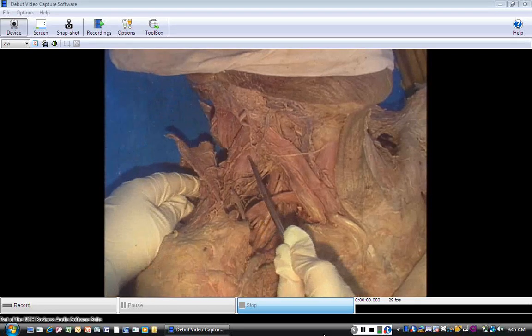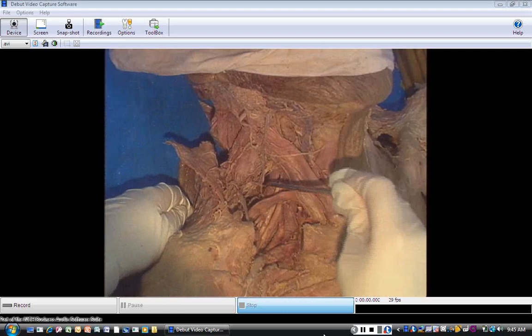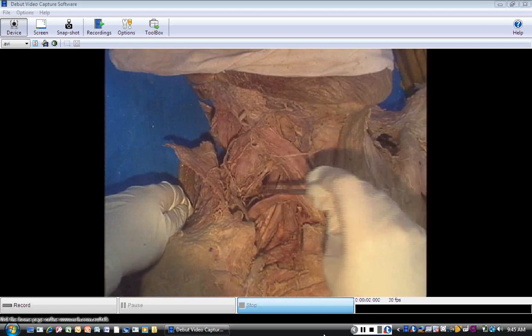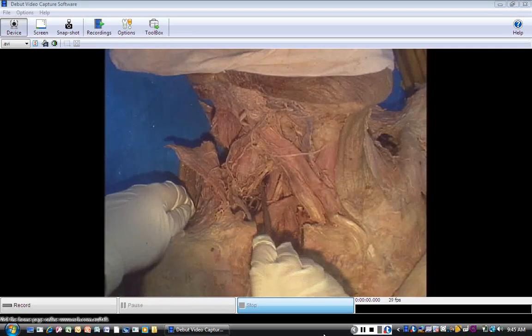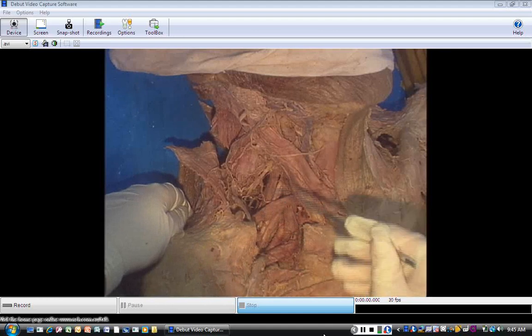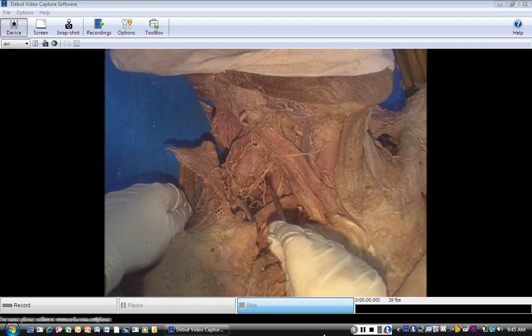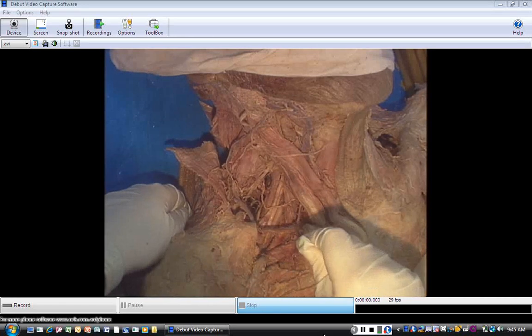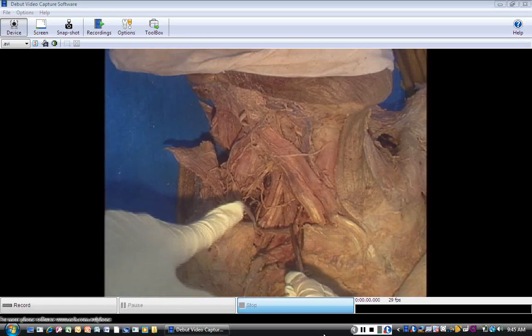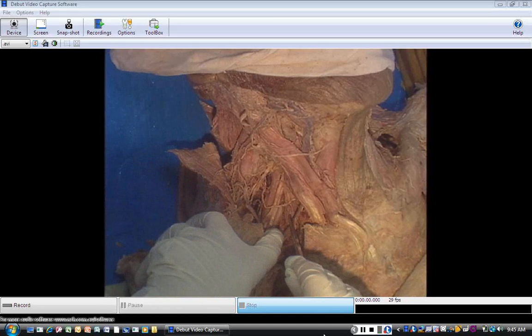Levator scapulae. And then the posterior and middle scalenes. This is the middle scalene, and then blending with it, posterior to it, is the posterior scalene. And then next is the anterior scalene, which is seen here.